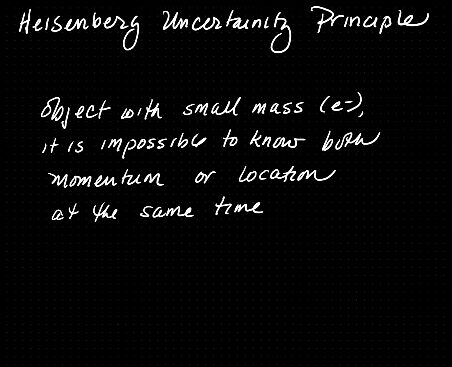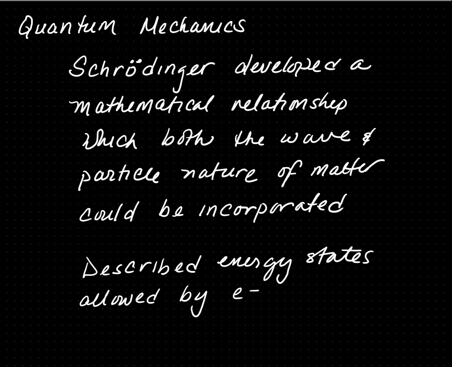So Heisenberg developed the uncertainty principle. He tried to measure the position of an electron with a gamma ray microscope. What he realized is that when the object is really small, like an electron, it is impossible to know both the momentum and the location at the same time. So you either know the momentum or you know the location, but not both. This leads us to quantum mechanics.